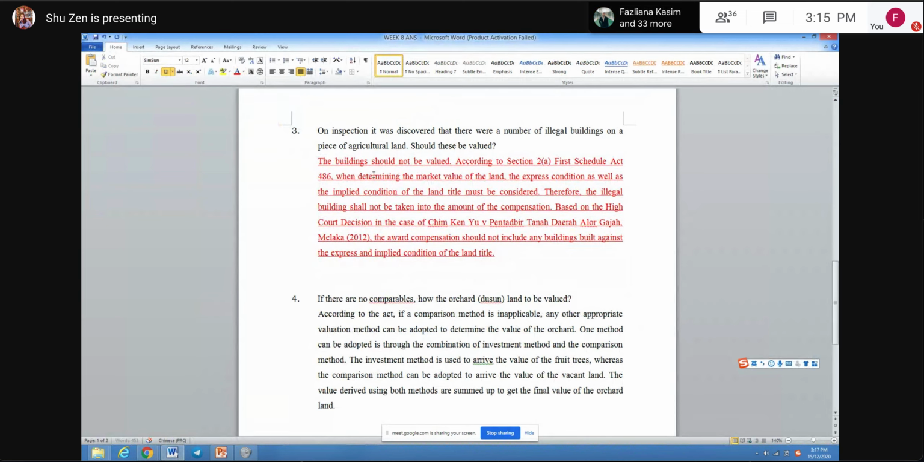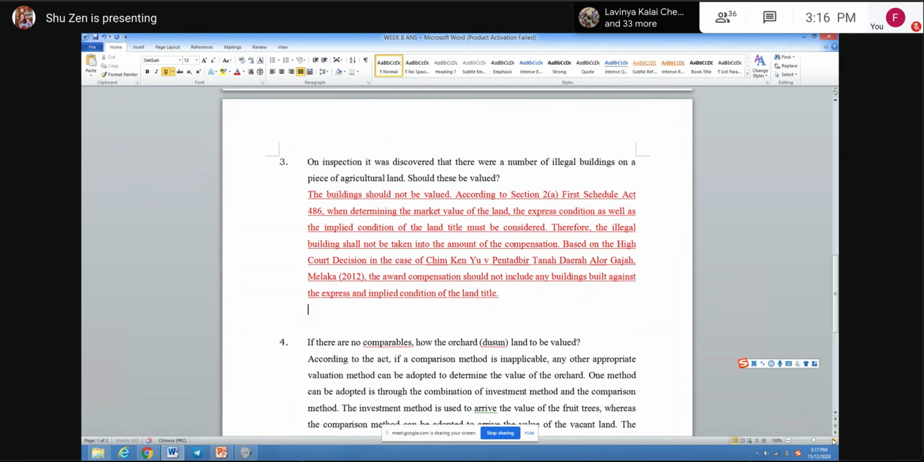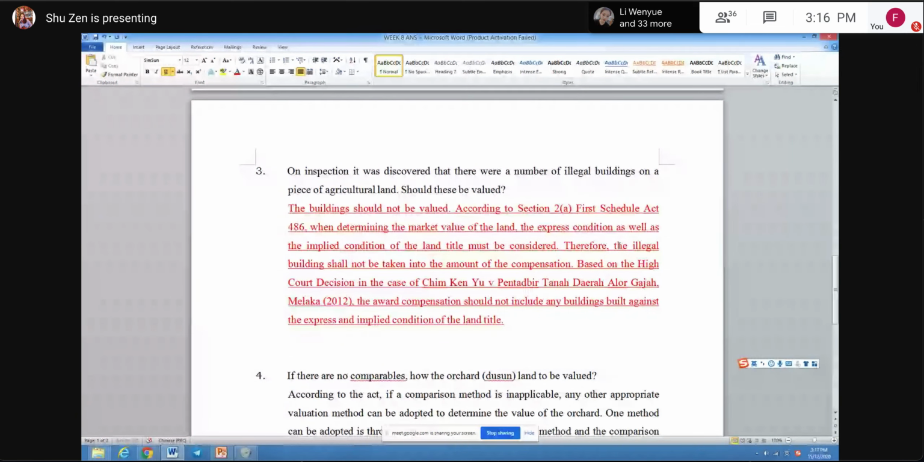Okay, the building should not be valued according to section 2A of the First Schedule of the Act. When valuing the market value of the land, the express condition as well as the implied condition of the land must be considered. But they should not be taken into consideration. The consideration should not include any building against the express condition.